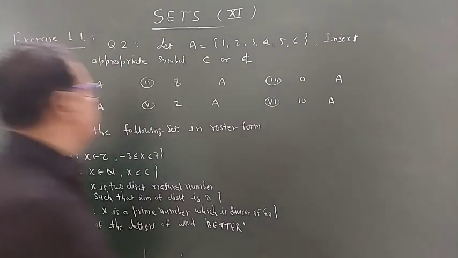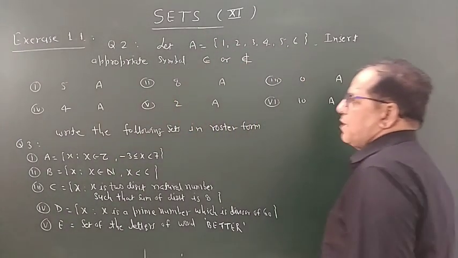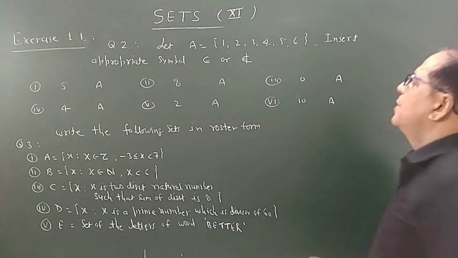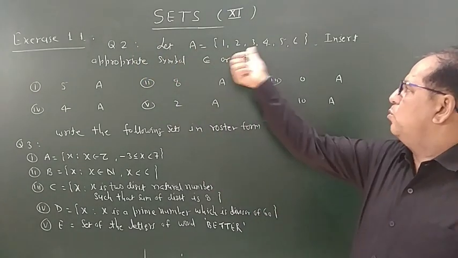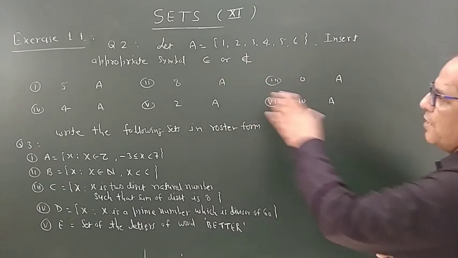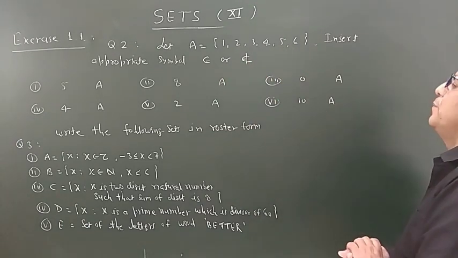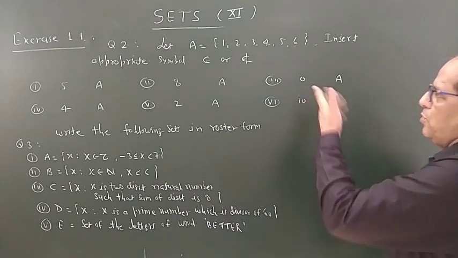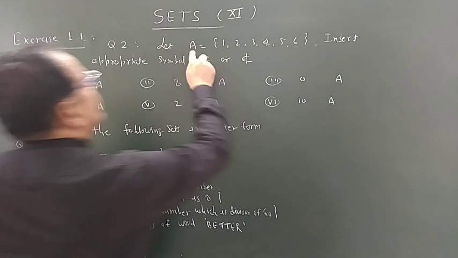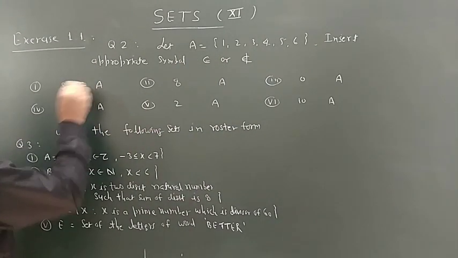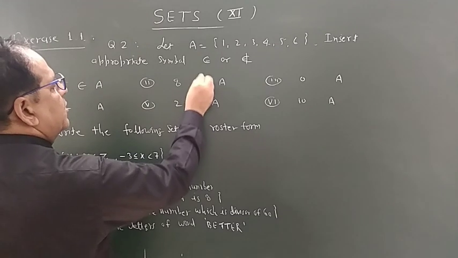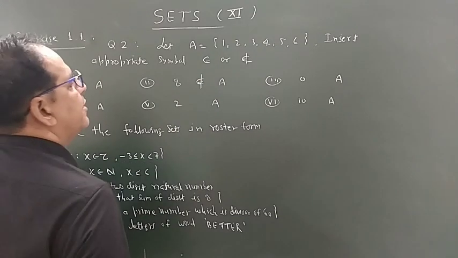Now some more questions from exercise 1.1. Question number 2: let A equal to 1, 2, 3, 4, 5, 6 be the set given. Insert the appropriate symbol, belongs to or not belongs to. So here clearly we observe 5 is an element of A, the symbol is belongs to. 8 is not an element of A, so 8 not belongs to A.